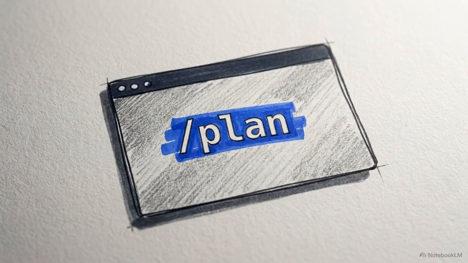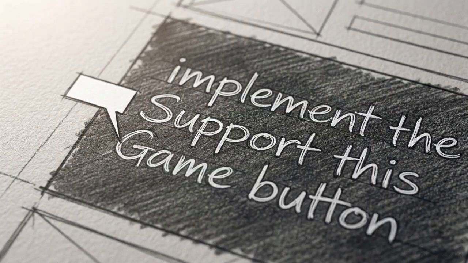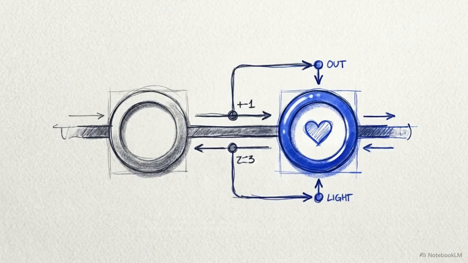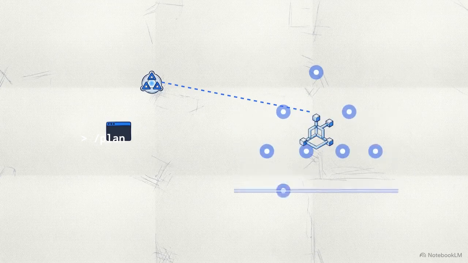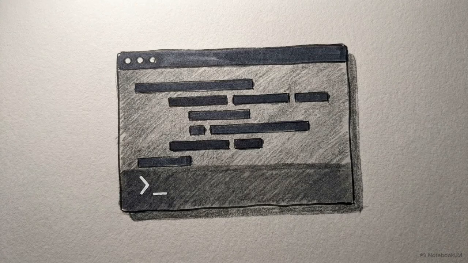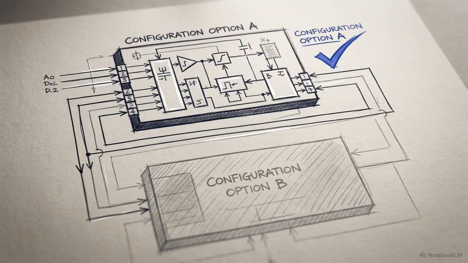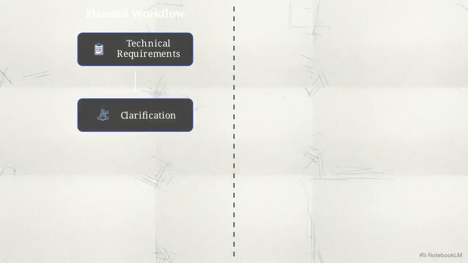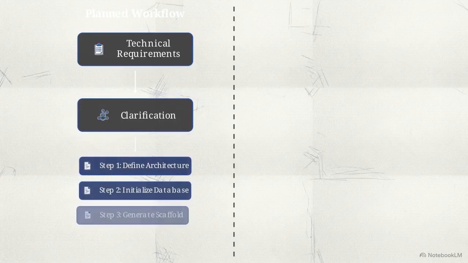We start by entering the /plan command. Our prompt is specific: Implement the Support This Game button so the status changes and a heart icon appears on the homepage. Instead of guessing at the implementation, the CLI analyzes the existing repository structure and pauses to ask for missing context. In this case, it asks whether we want to persist the supported state using local storage or by connecting to a backend server. We provide the constraint: use local storage to keep the implementation focused on the front-end logic. Only after these details are settled does the CLI produce a final step-by-step implementation plan.